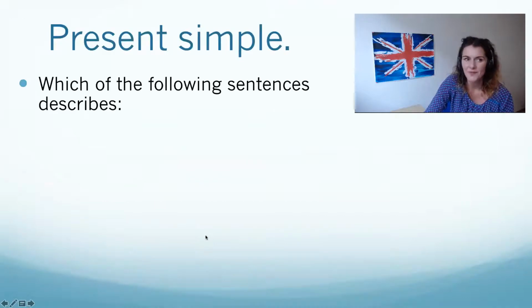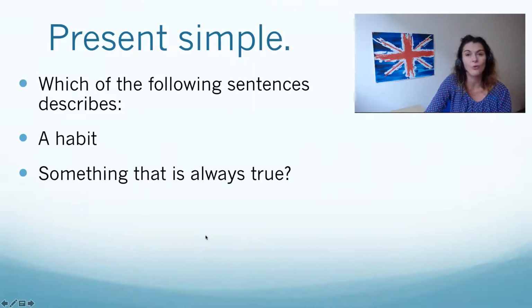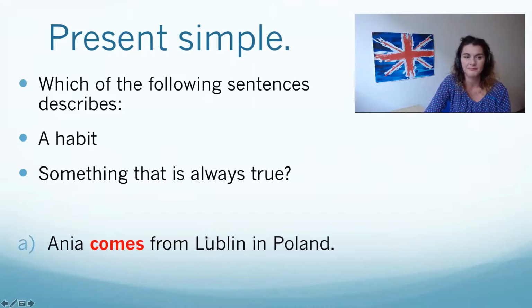Okay, so which of the following sentences describes a habit or something that is always true? Anya comes from Lublin in Poland. Is that a habit or is that something that is always true? That's right. It's always true.